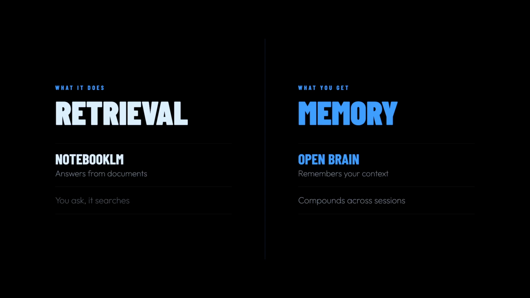The second is persistence, not documents. Persistent memory: what you decided last week, what your project constraints are, what you keep typing at the start of every session because Claude doesn't remember it. OpenBrain is the persistence layer.